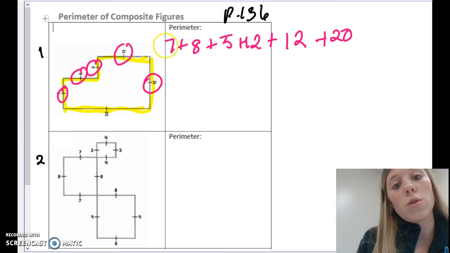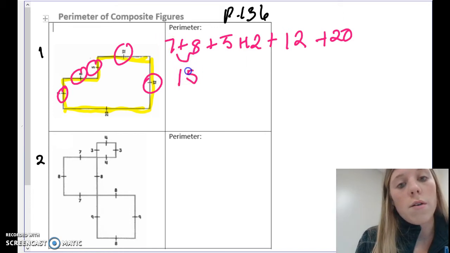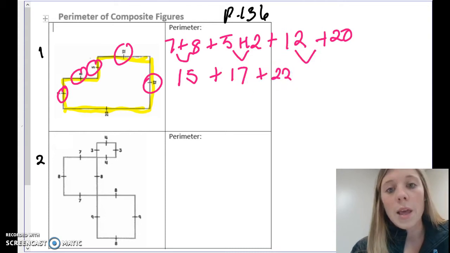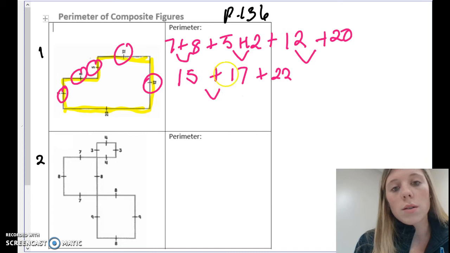So I'm going to kind of do it two at a time. So these two, 15, these two are 17, and these two are 22. And then these two are 7, 5, 32, and 22, which equals 54.